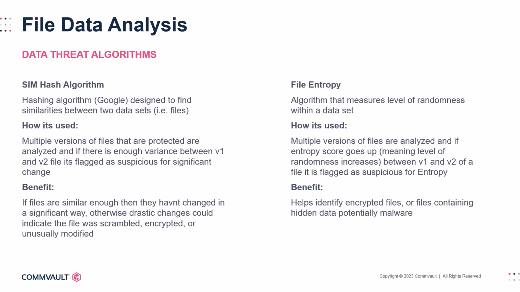The file entropy algorithm measures the level of randomness within a dataset. Multiple versions of protected files are analyzed, and if the randomness increases between versions, this could indicate encrypted files or files containing hidden data, potentially malware. Let's now take a look at this in a demonstration.